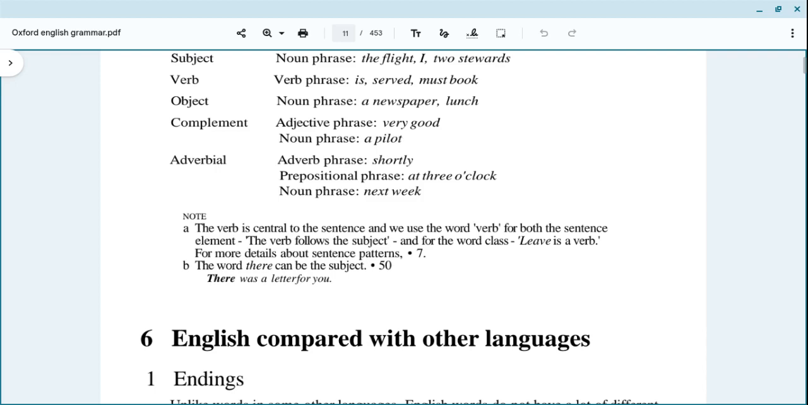For more details about sentence patterns, page number 7. B: the word there can be the subject. Page 50: There was a letter for you.